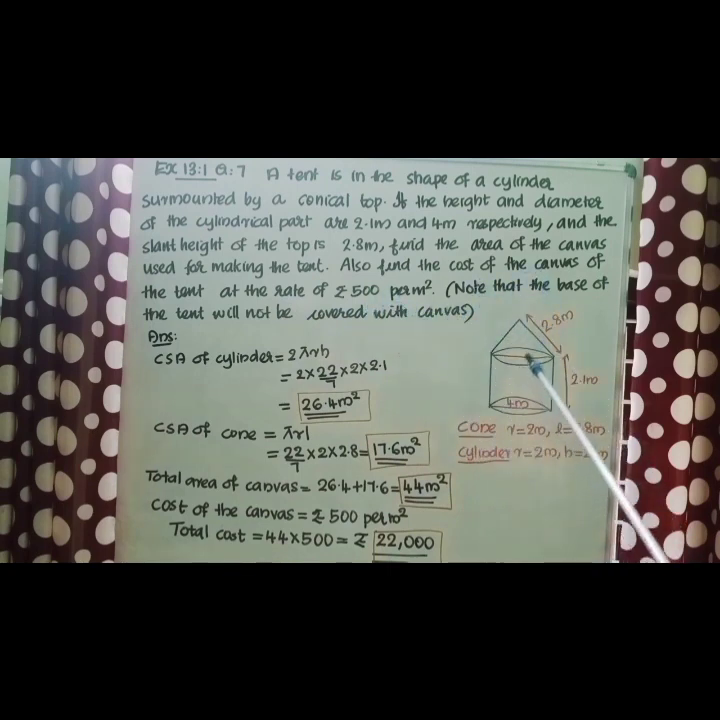So here I have drawn the figure. It is saying that a tent is in the shape of a cylinder surmounted by a conical top.